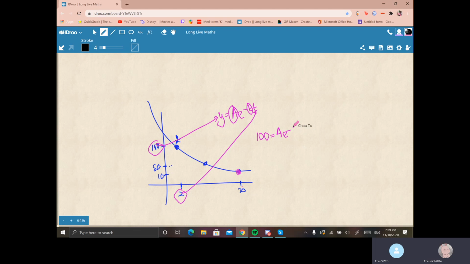Okay. And then for this point here, Chelsea, you've got to force the equation to work for this point as well. So I'm going to put 20 into the t and 10 into the y. So 10 equals a e minus 20k. You see that? You've got to find a and k in such a way that you will satisfy both of these equations simultaneously. Oh, so then you put it in together. Yeah.